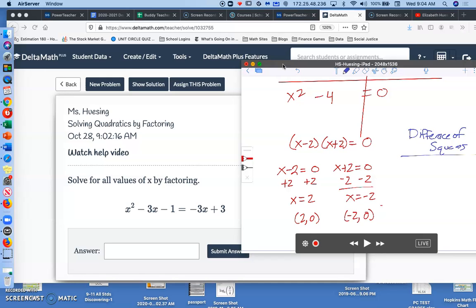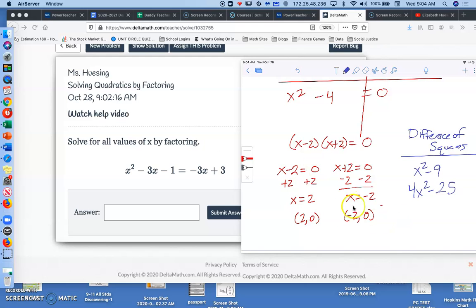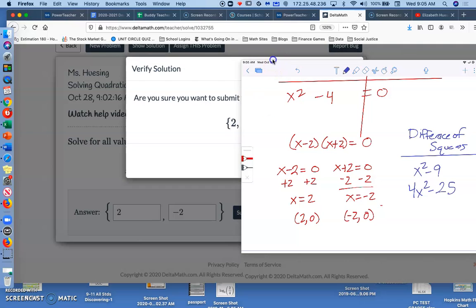Now, just a reminder, that difference of squares works for ones that are like x squared minus 9, 4x squared minus 25. So when there are two terms and you can take the square root of both of them. So now let me show you how you enter these. So we had two answers, 2 and negative 2. So when you go to your answer key, hit 2, comma, and then negative 2. It's not a coordinate here. You're just saying the two x values. And you don't have to say x equals. You can just type in the 2 and the negative 2.